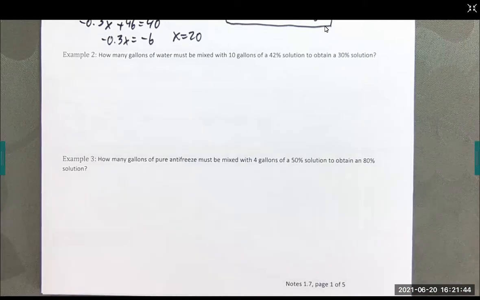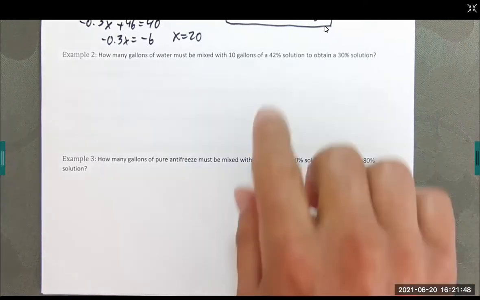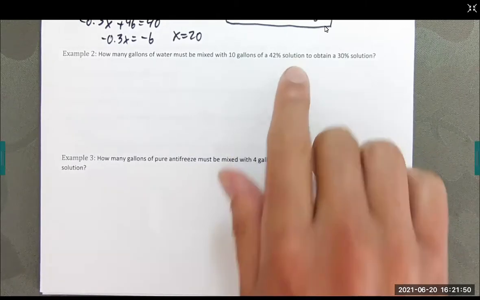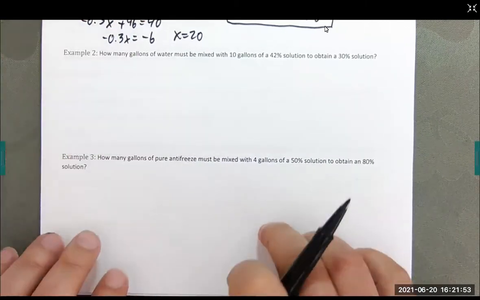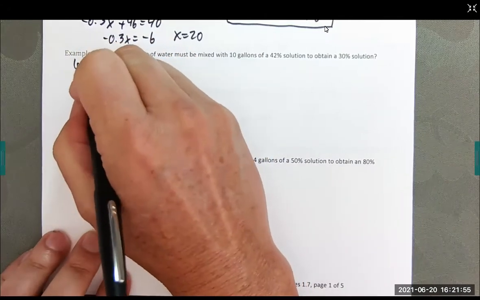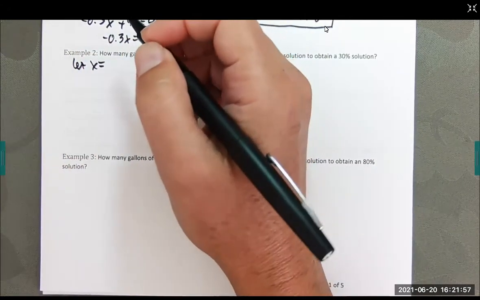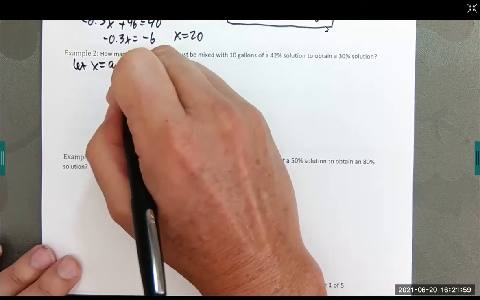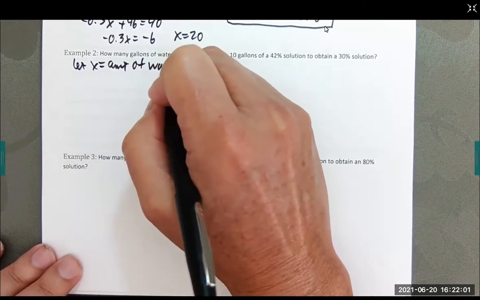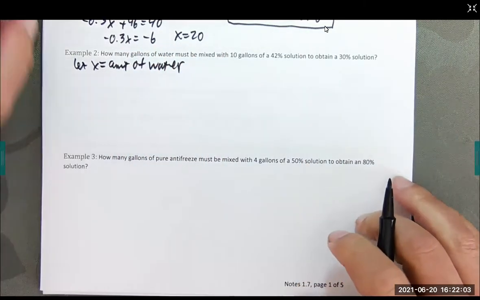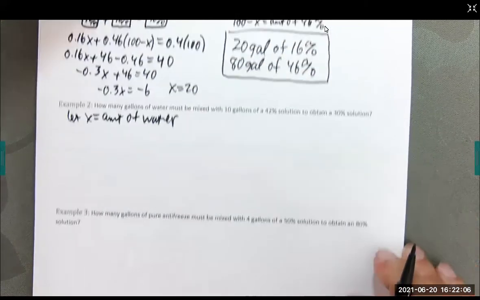All right, how many gallons of water? Now, water, we're assuming pure water, doesn't have any of the chemicals that are in this. So setting things up the same way, I'm going to let X be the amount of water. If you're having trouble knowing what to set X to be, for this first one, it could have been either, it didn't matter.